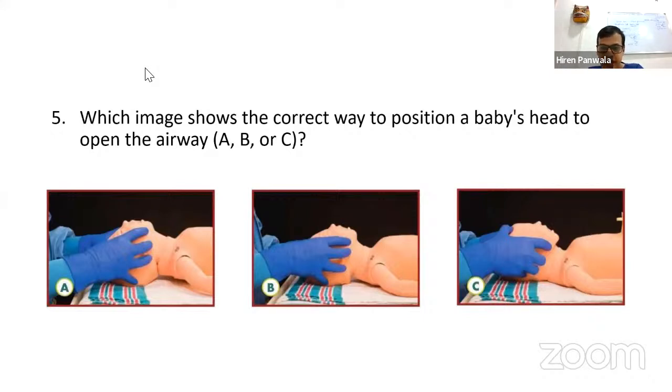Again, as we can see, C is flexing it too much. It may constrict the airway. A will again constrict the airway because it is hyperextending the neck. The ideal position is B, like sniffing the morning air.